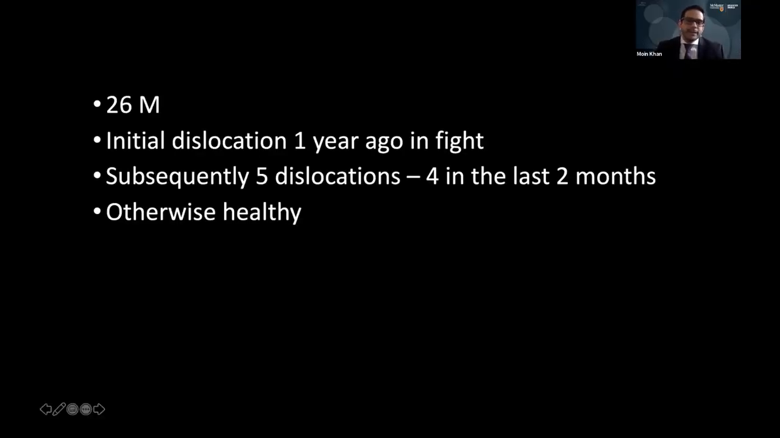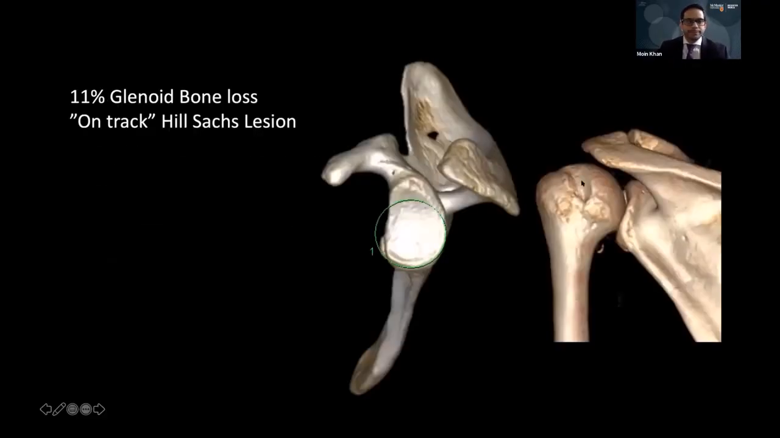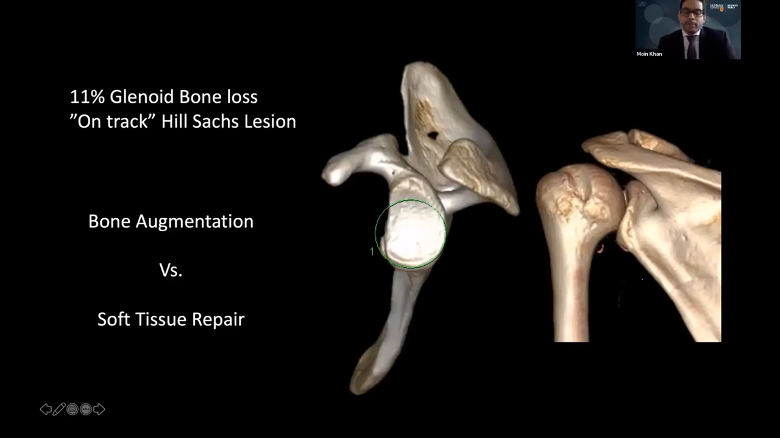This is a 26-year-old gentleman who had an initial dislocation 1 year ago in a fight. Subsequently, he's had 5 dislocations, 4 in the last 2 months, and he is otherwise healthy. If you look at the imaging, he has 11% glenoid bone loss and an on-track Hill-Sachs lesion. Depending on who you ask, some people would recommend performing a bony augmentation or a Latarjet procedure, and some surgeons would recommend a soft tissue repair. So we're going to really look at the evidence surrounding this.